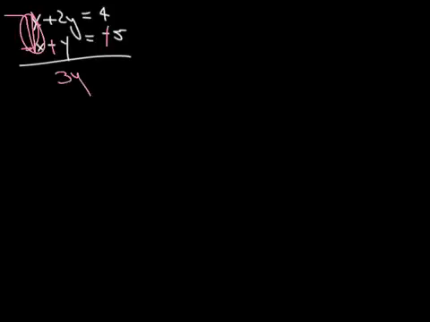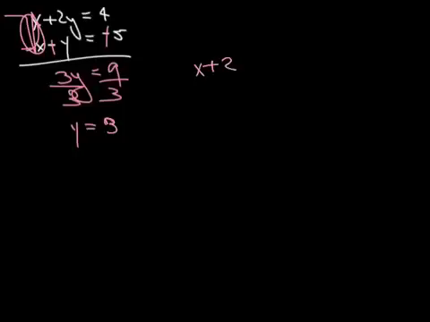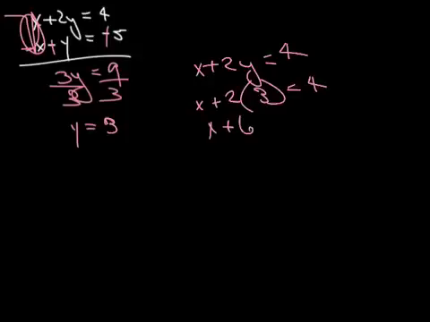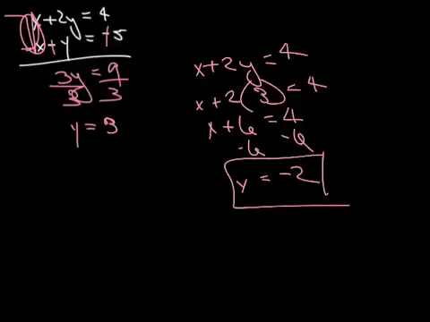2y plus y is 3y. 4 plus 5 is 9. Divide by 3, y equals 3. 9 divided by 3 is 3. Alright, now I take one of my equations. Let's take x plus 2y equals 4. Doesn't matter which one. And I'm going to plug 3 in there for my y. x plus 6 equals 4. Subtract 6, x equals negative 2.